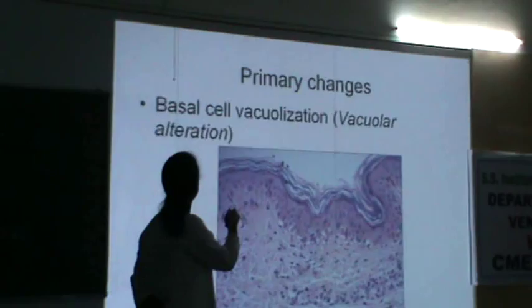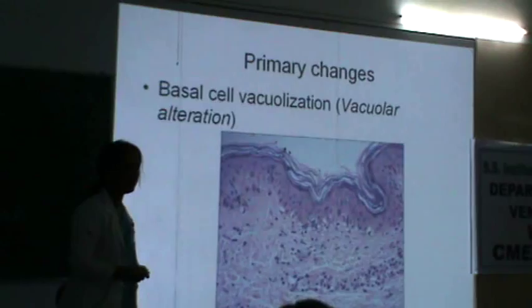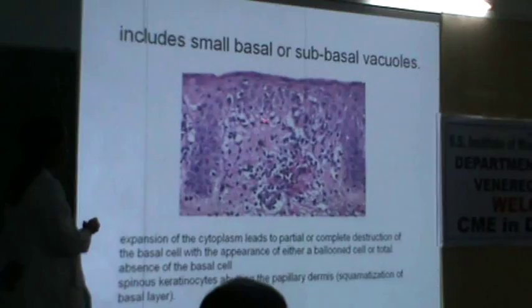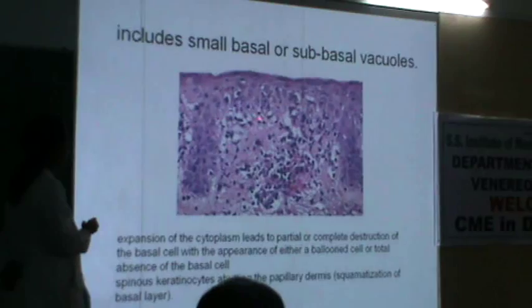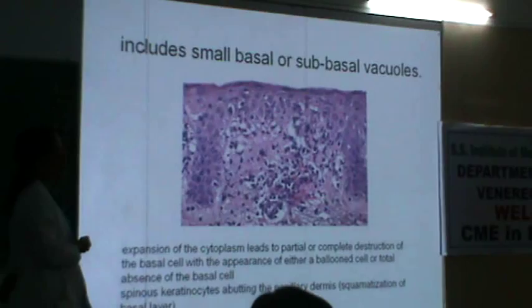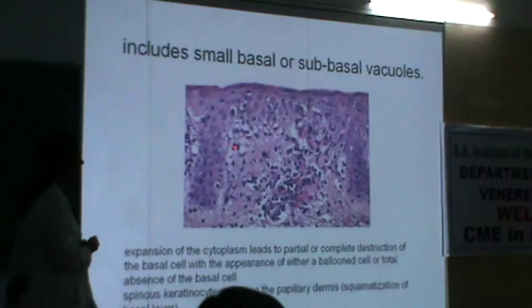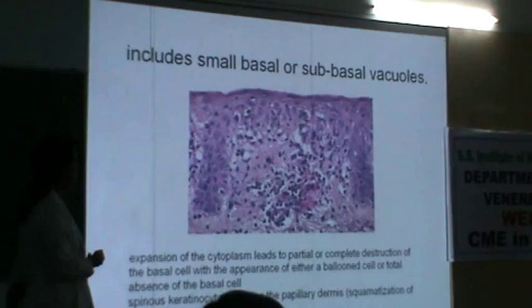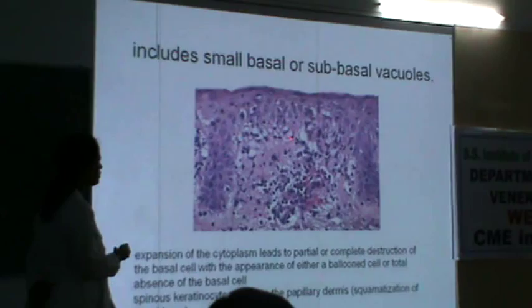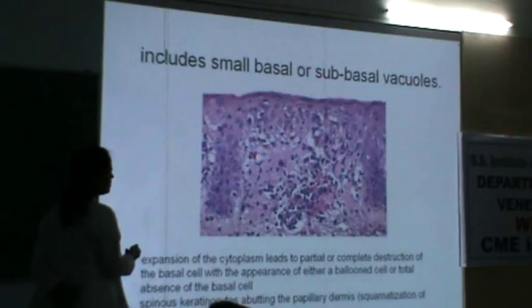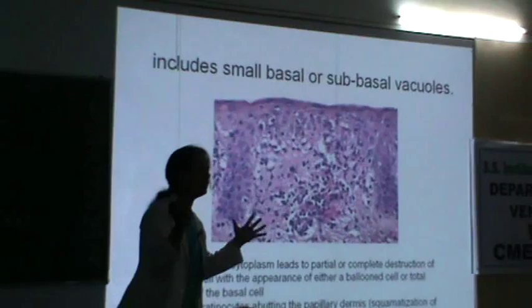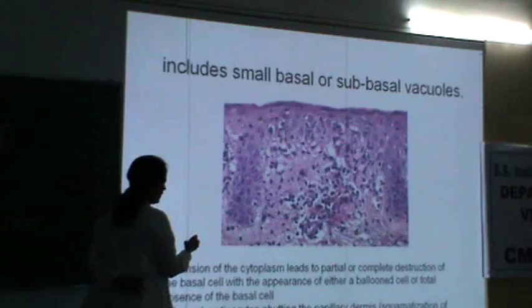Is it appreciable? So one of the most prominent features? Yes. So this includes vacuolation, presence of vacuoles in the cells, which could be basal, subbasal. If you see the cells here, the vacuole is here, the nucleus is up. This is subbasal, basal vacuolation. So expansion, this is vacuolar degeneration. That leads to destruction of the basal cell with the appearance of what we call a ballooned cell. Sometimes entire destruction could be there. So it is ballooned, it is swollen with the vacuole, like vacuolar degeneration. Then when this happens, imagine the basal layer is destroyed.